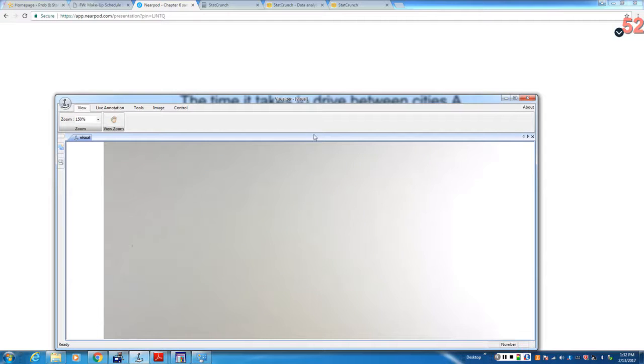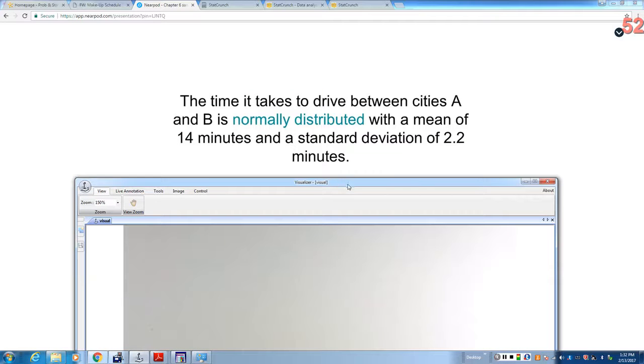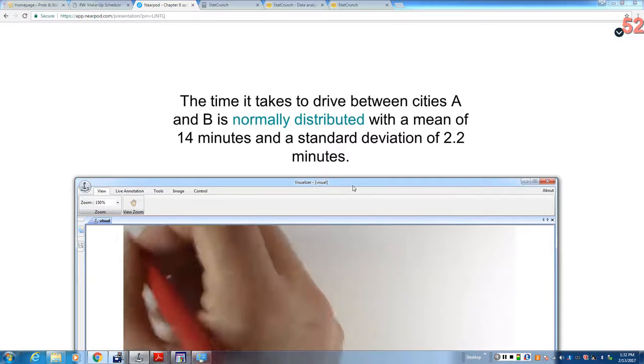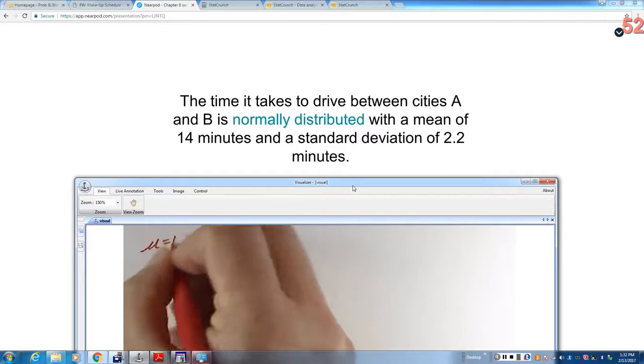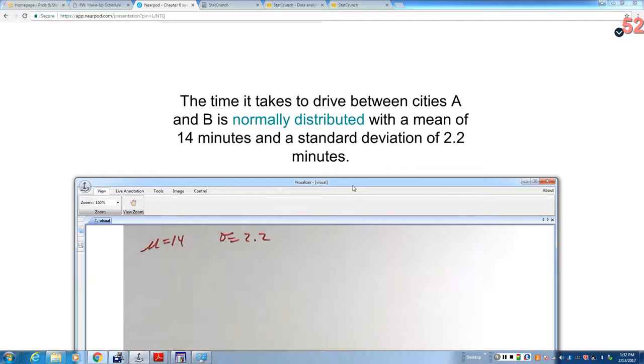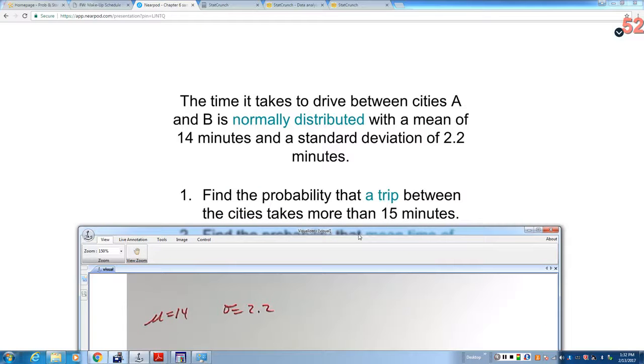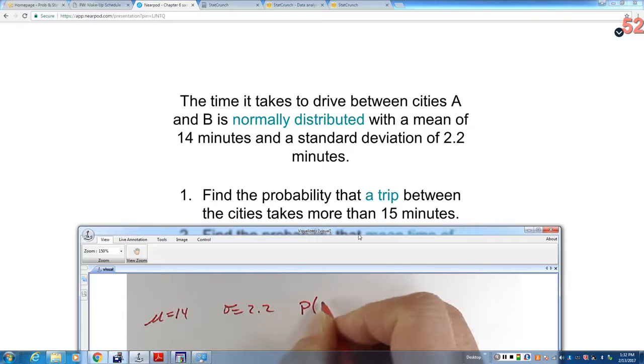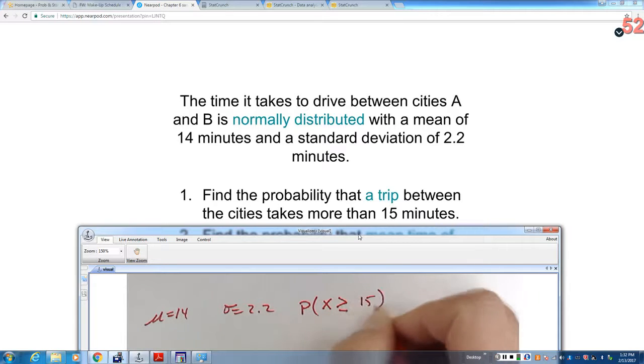Okay, so in our first, this is what we have. The mean is 14, and the standard deviation is 2.2. Okay? Now, our next step is going to say, okay, so what is the probability? Find the probability that one trip between the cities takes more than 15 minutes. So find the probability that x is greater than 15. Okay?